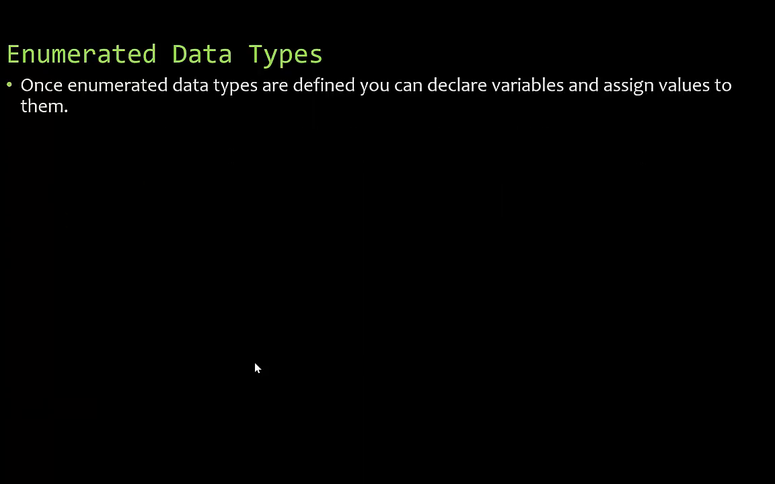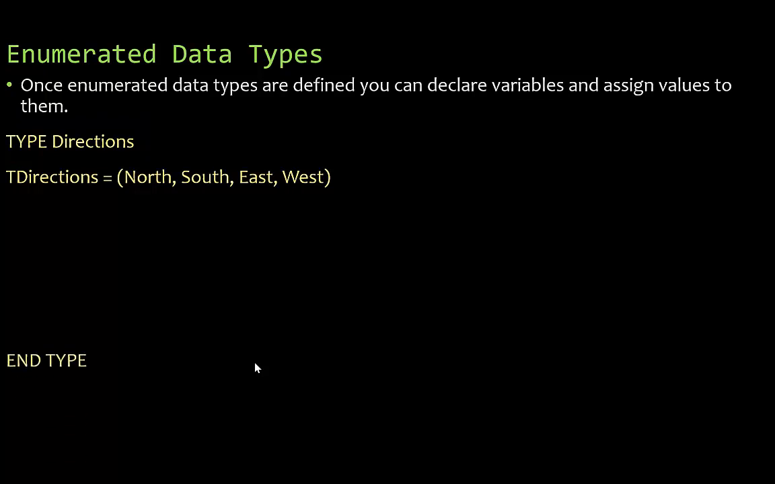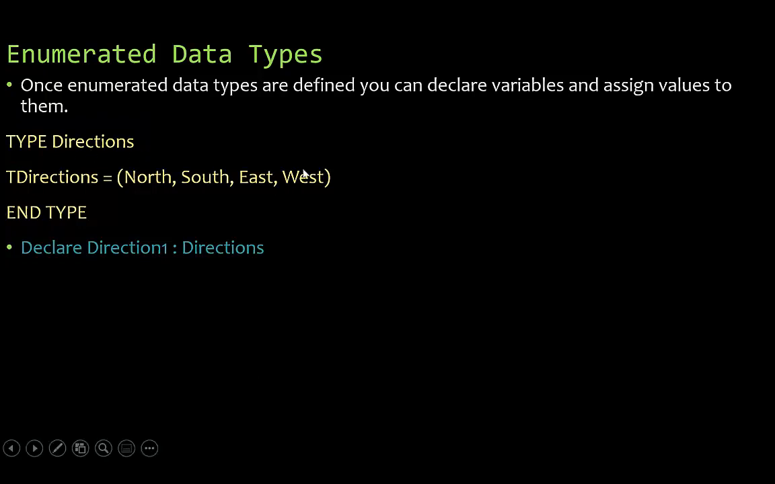So once enumerated data types are defined, you can declare variables and assign values to them. So we had our custom data type directions, which consisted of north, south, east, and west. And now, because we have defined them, we can declare a variable. So I can declare direction 1 as directions. If I try to do that without identifying what directions are, I'm going to get an error in my code. But because I've created my own custom data type, I can now declare it as directions.